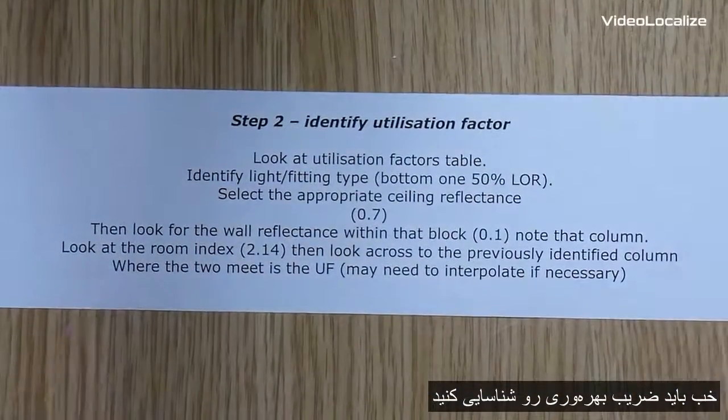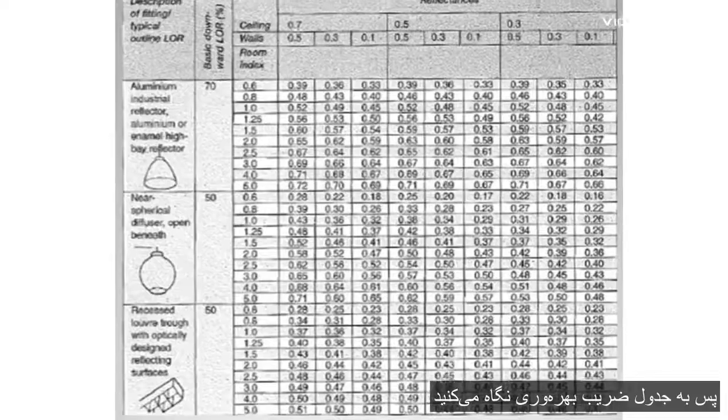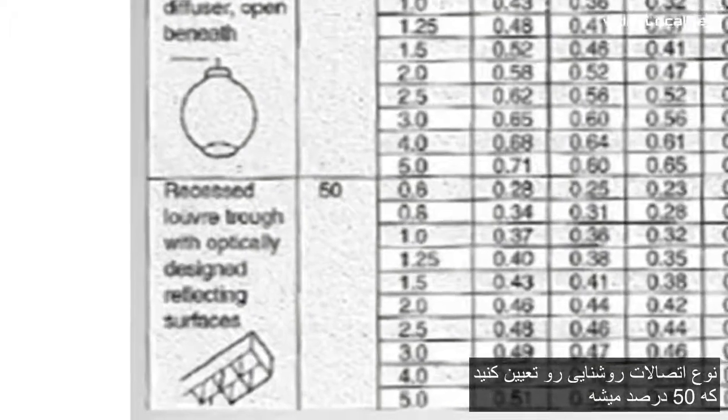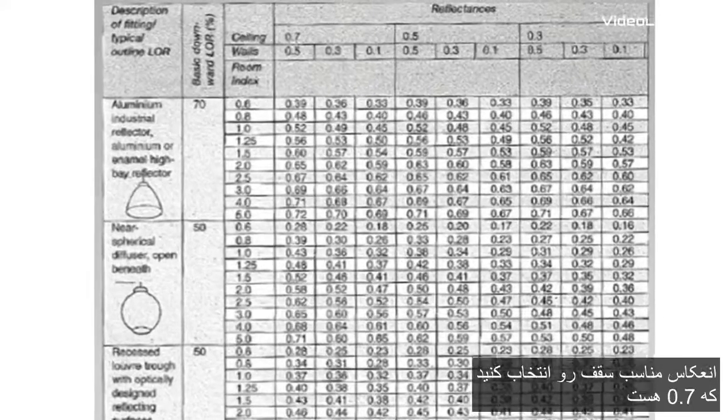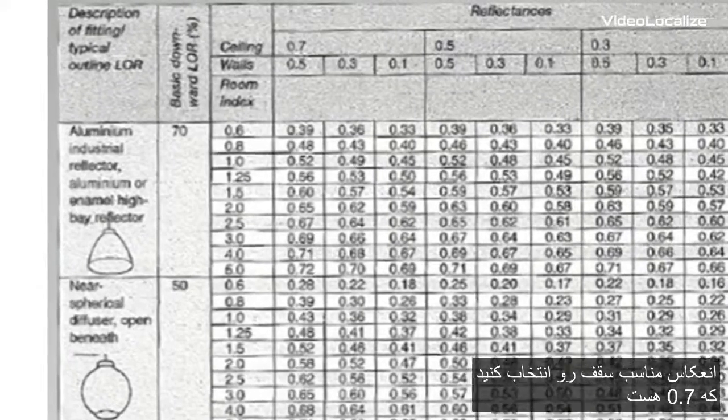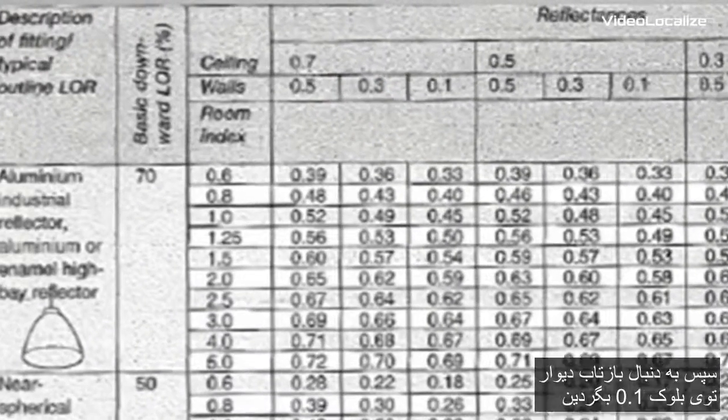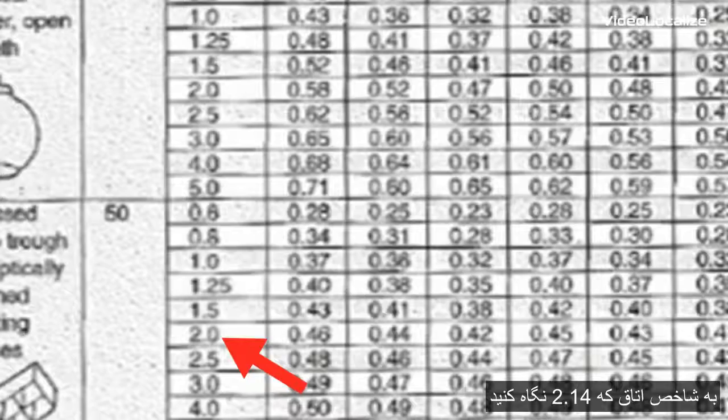So you need to identify your utilization factor. You're going to look at the utilization factor table, identify the light fitting type, bottom one, 50%, select the appropriate ceiling reflectance, which is 0.7, then look for the wall reflectance within the block, 0.1. Look at the room index 2.14 and then look across to the previously identified column where the two meet, which is the UF, which is in this case 0.42.